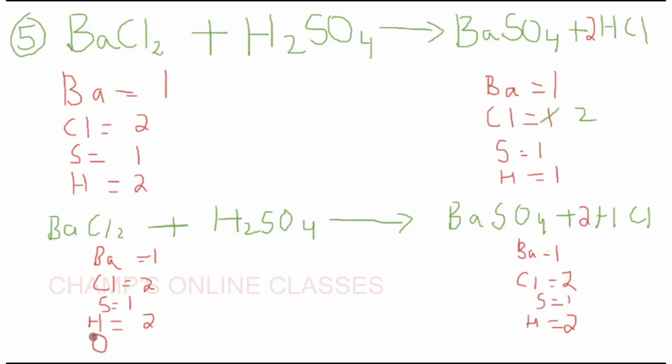Oxygen. Okay, we didn't count oxygen in our first step. So oxygen on the reactant side is 4. And on the product side also it's 4. Okay, so it's balanced. Fine, this is our final equation.